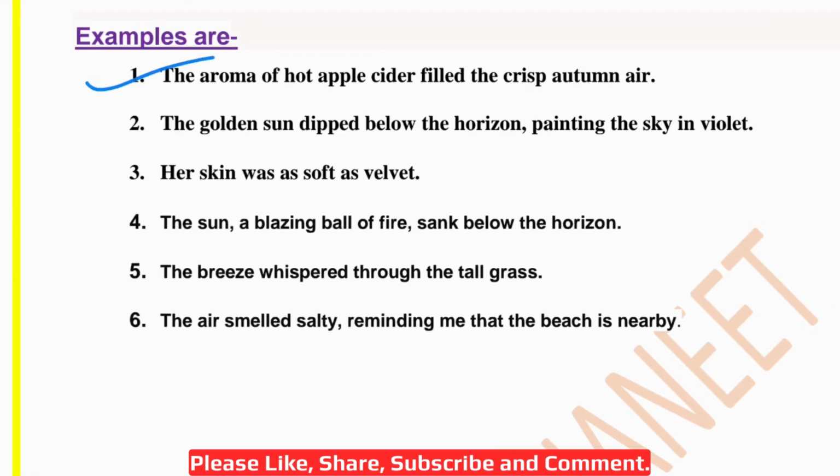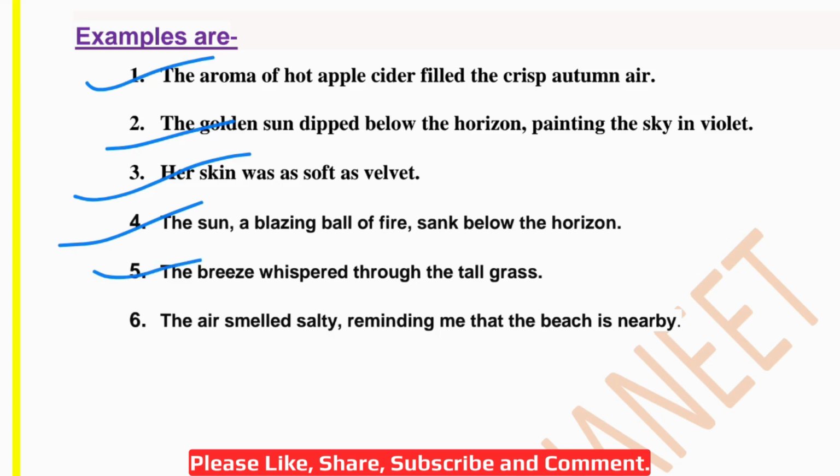The aroma of hot apple cider filled the crisp autumn air. Aroma, you can smell the aroma, right? So this is imagery. Then, the golden sun dipped below the horizon, painting the sky in violet. This is sight; you can see this. Her skin was as soft as velvet. You can feel this by touching the skin. The sun, a blazing ball of fire, sank below the horizon. Again, you can see this.